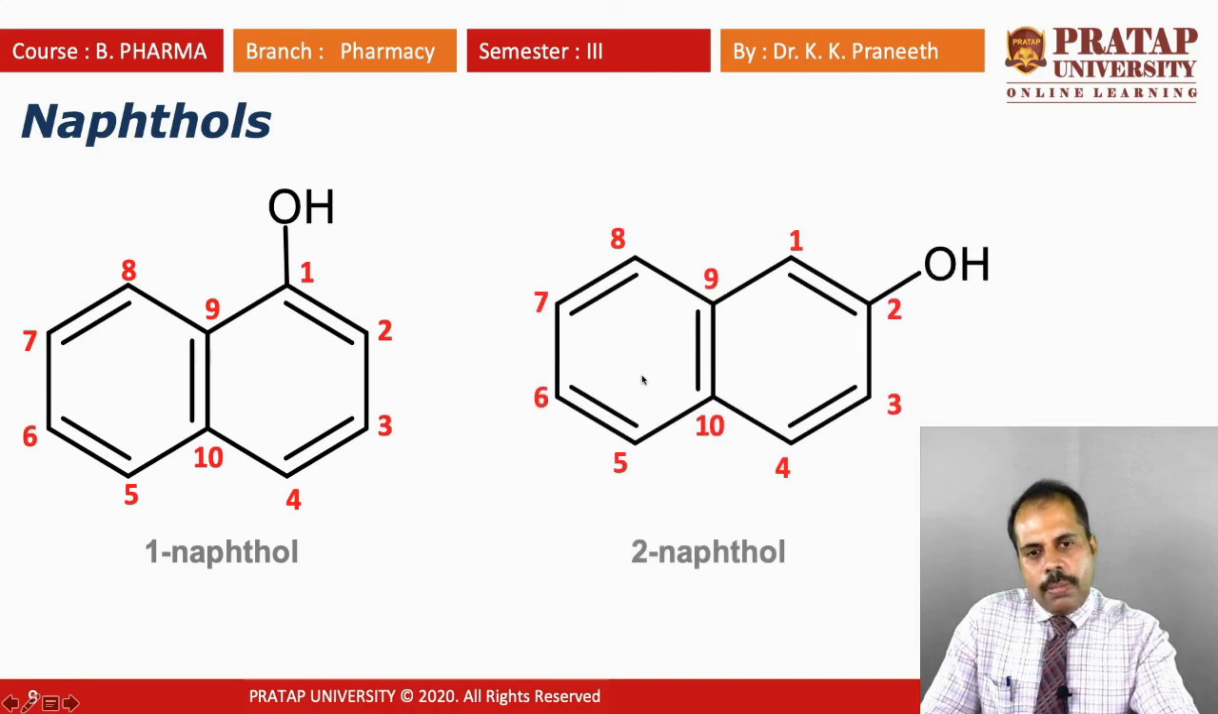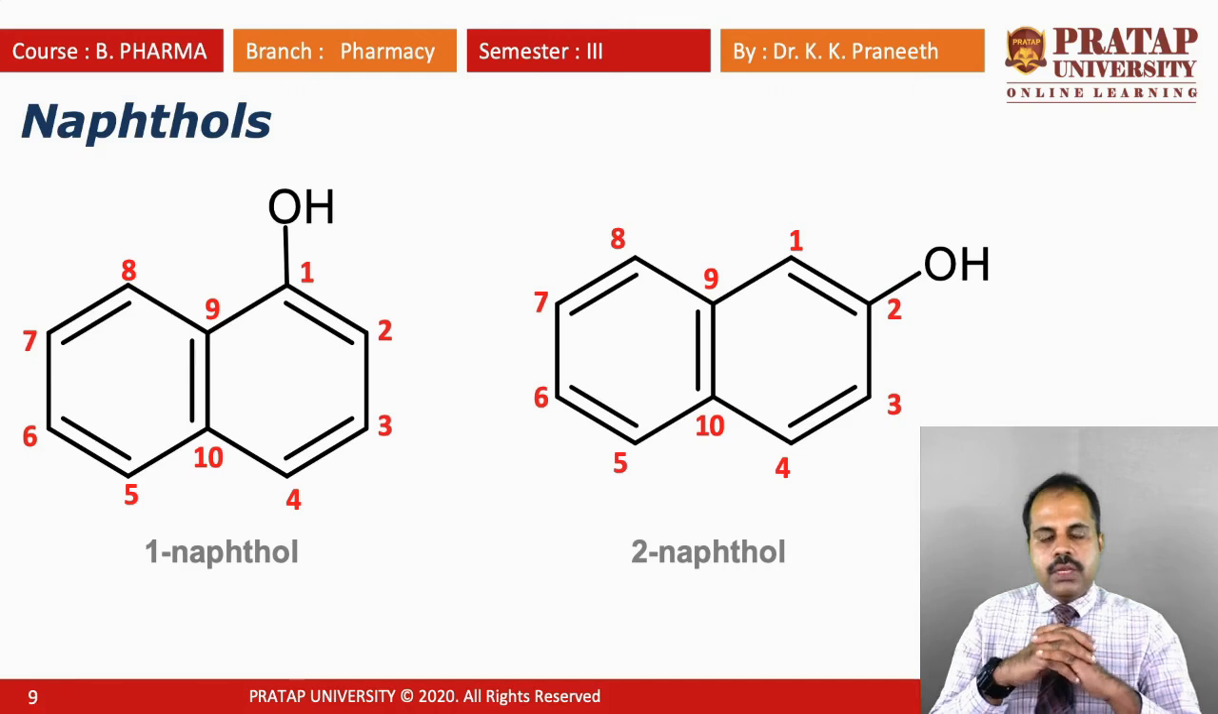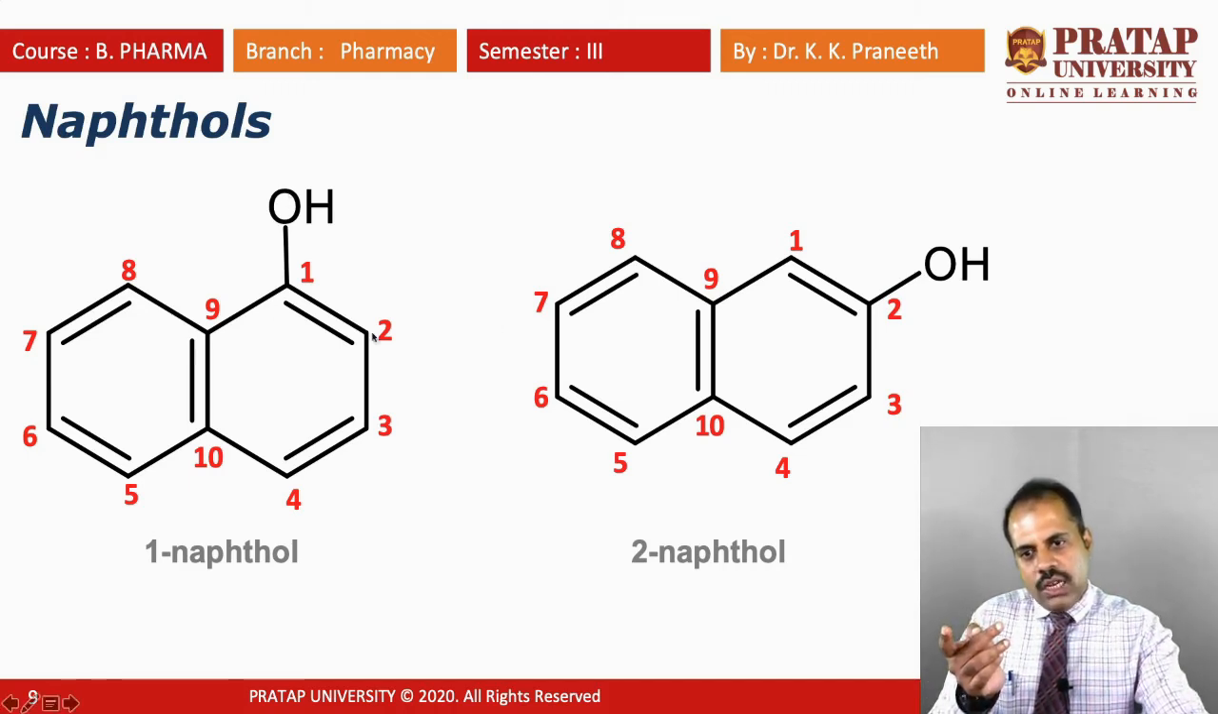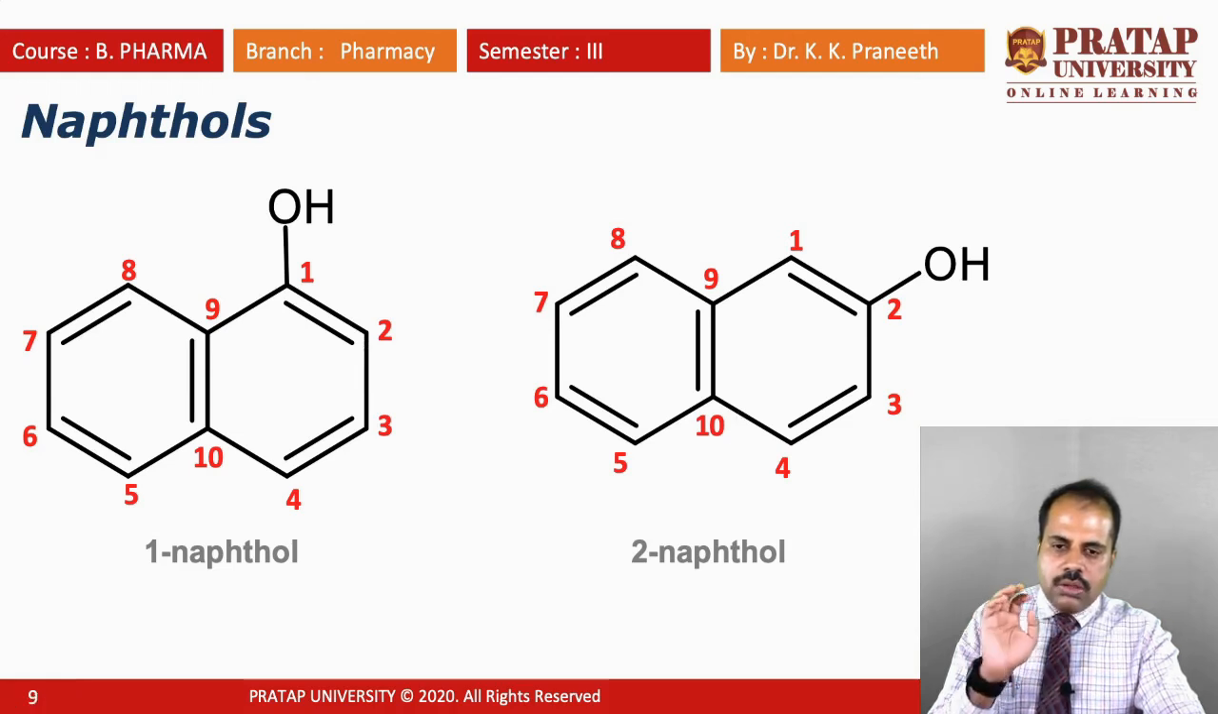Similarly, you can also obtain the 2 naphthol, where the hydroxy group is attached at the carbon 2nd position. So 1, 2, 3, 4, 5, 6, 7, 8, same numbering system. But you can see that the OH group is present in the second position. The molecular formula is same, right? No difference, because only this is changed here, this hydrogen goes here, this hydroxy group comes here. So this is the structure of the naphthol. We have 2 types, one is 1 naphthol and 2 naphthol.